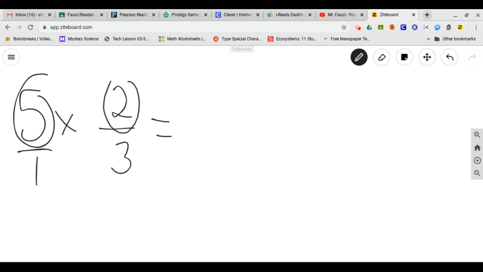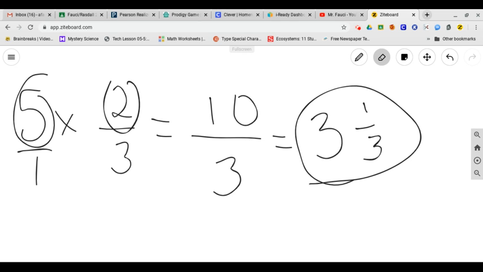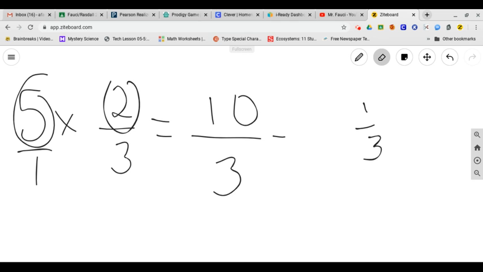5 times 2 is 10. 1 times 3 is 3. Now this, again, doesn't go in evenly, but I know that I can get 3 groups of 3 out of 10, because 3 times 3 is 9, which means 1 is left over. That's 3 1/3. And if anyone's having any questions about how to get from 10/3 to 3 1/3, please let us know so we can help you, because that is tricky. I'm going to show you with this last one. If you're having trouble visualizing it and doing it mentally, I'm going to show you how to do it the long way. That'll be the last problem.